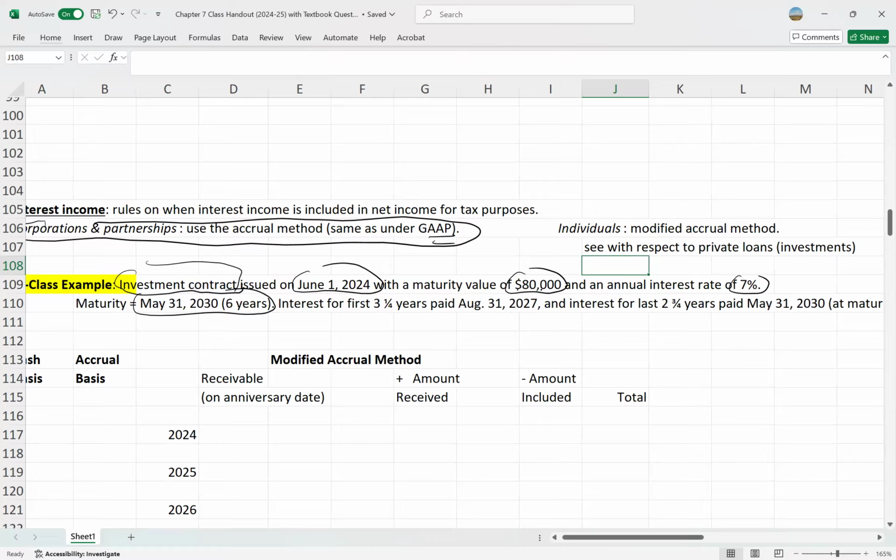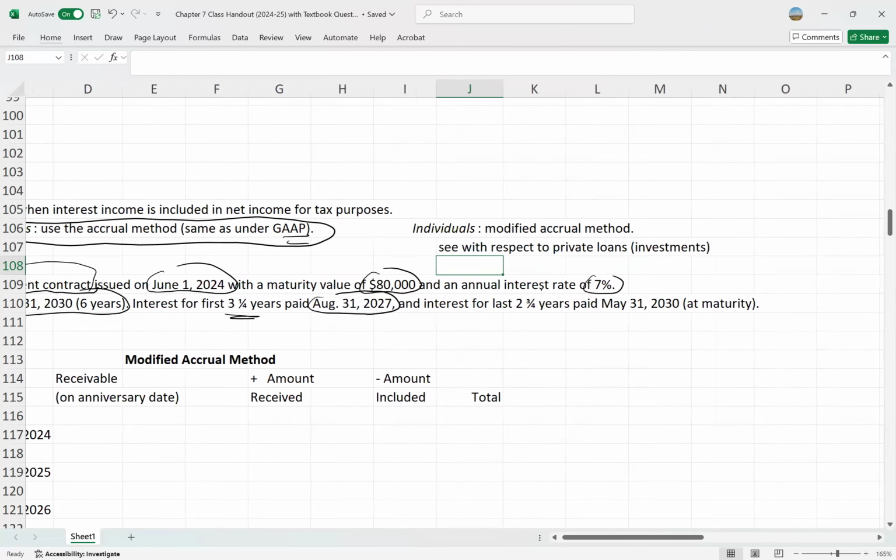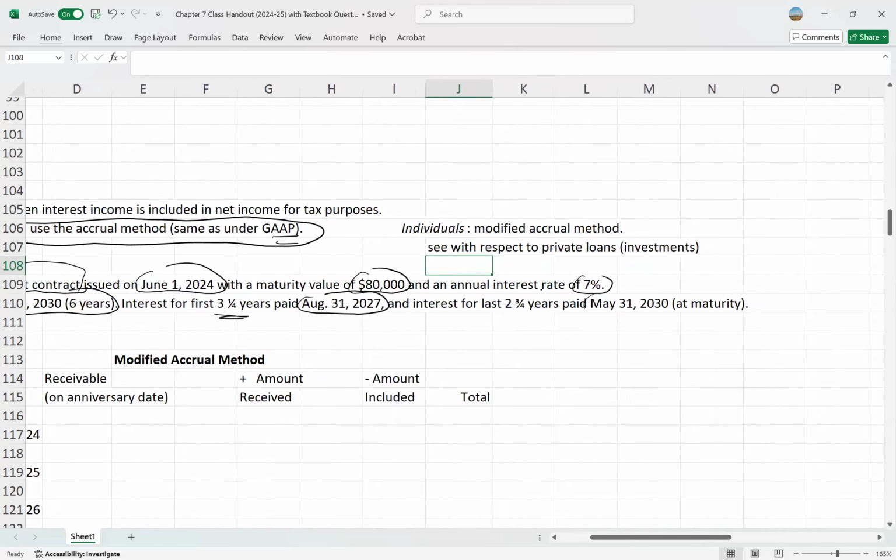Even though the interest is calculated annually at 7%, the payment of the interest will happen in one payment on August 31st, 2027. That's going to be for the first 3 1/4 years. Remember, it's a total of 6 years. Then the final payment of interest will happen at maturity, and that's for the last 2 3/4 years.